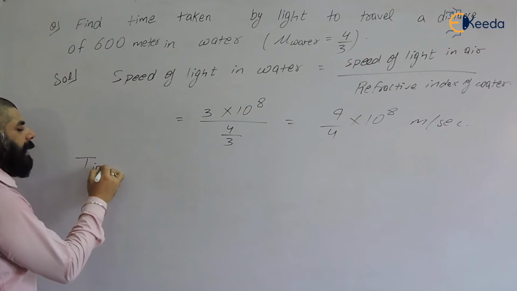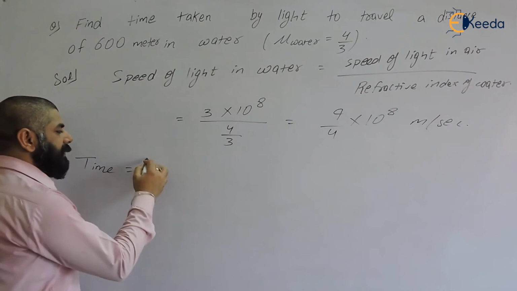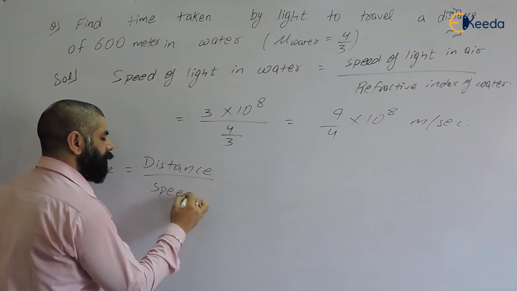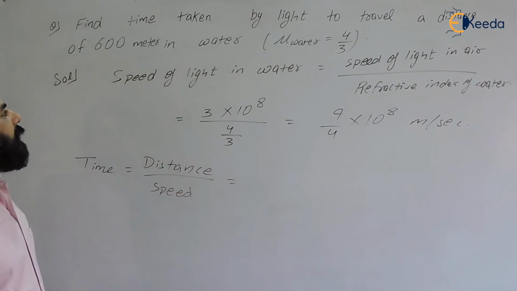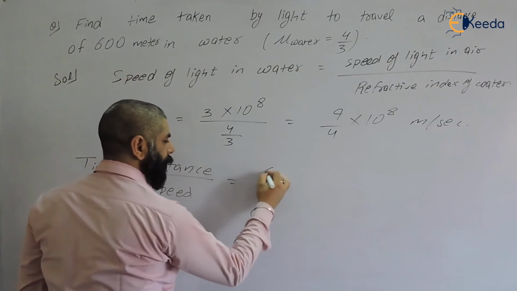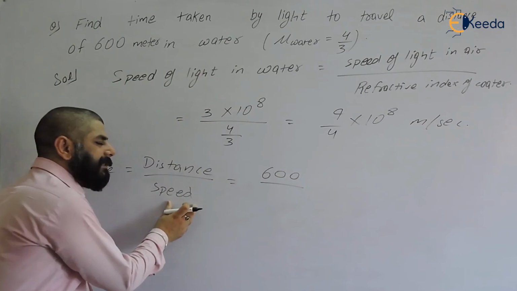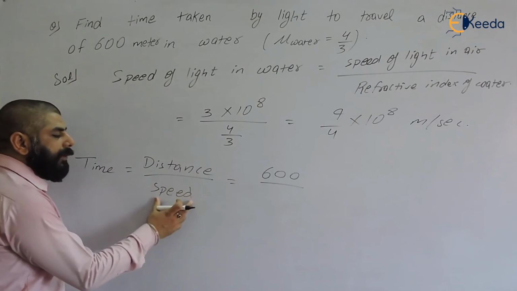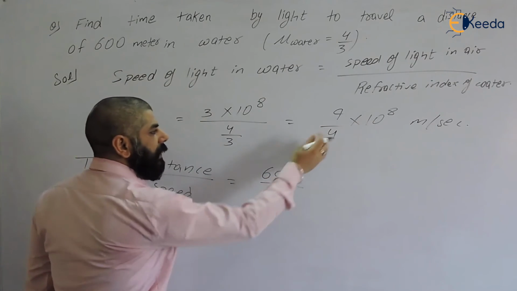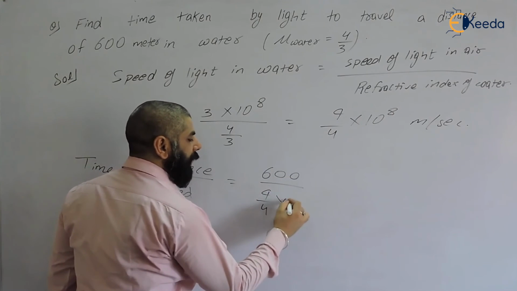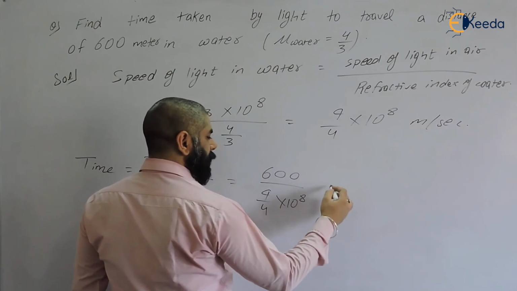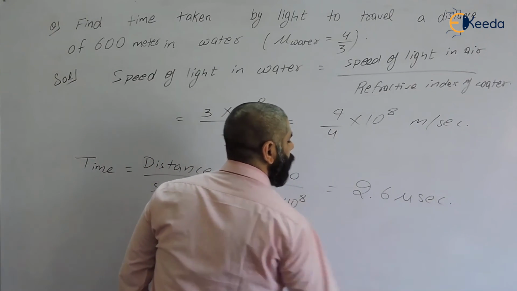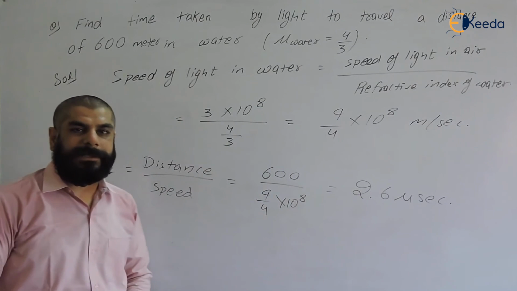Now how to calculate the time? Time is simply defined as distance divided by speed. So how much distance travel? That is given as 600 meter. And with that speed, what is the speed? That is the speed of light in water, that medium we want to calculate the time. So that speed is defined as speed of light in water, which comes out to be 9/4 into 10 raised to power 8. So this will come out to be 2.6 microsecond. So this is the time taken by light to travel a distance of 600 meter in water.